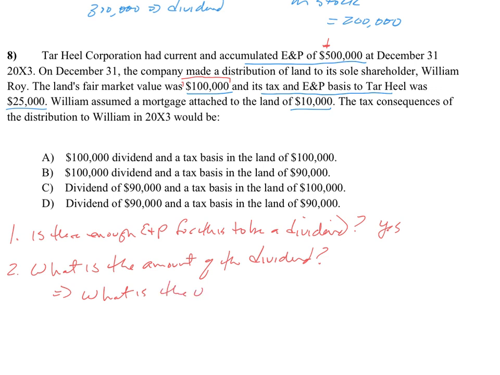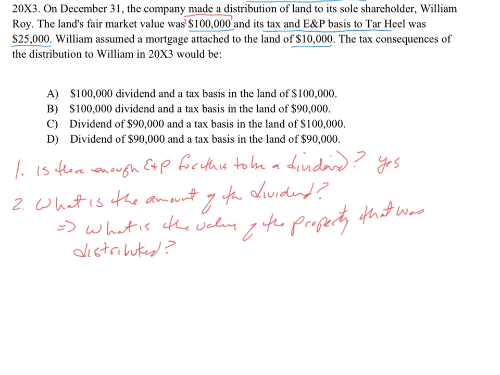And the answer to what is the amount of the dividend is going to be, what is the value of the property that was distributed? So essentially, what is the value of the property that was distributed? But asked a different way, and I'm going to scroll up just a little bit, what is the economic benefit to William? So what's the economic benefit to William?